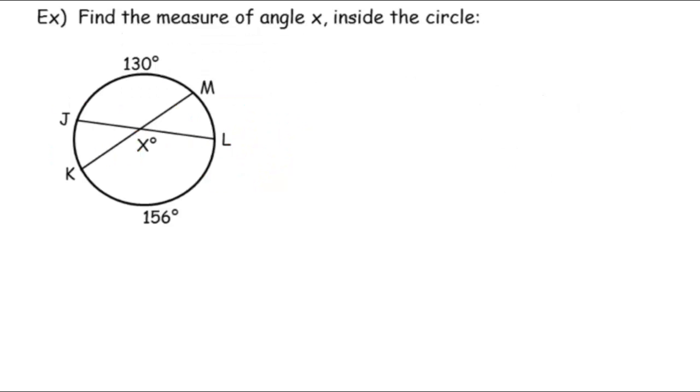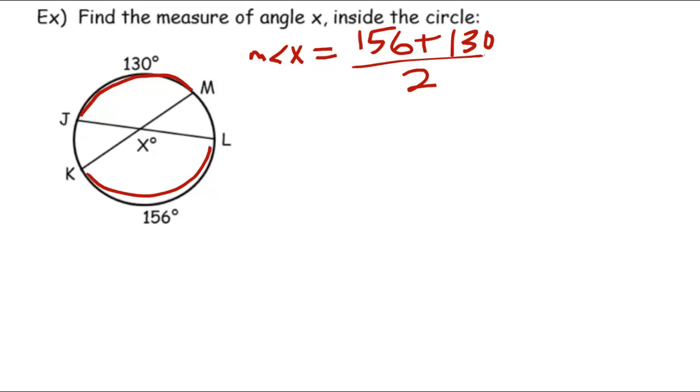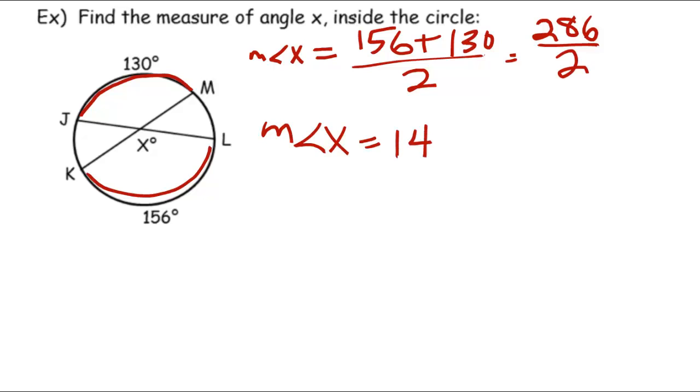Okay, so let's find the measure of this angle X. To get the measure of angle X, remember that we add the two arcs, the arc that it intercepts, which is this one, that's 156, plus the arc that its vertical angle intercepts, 130, and I'm going to divide by 2. So 156 plus 130 is 286, and then we have to divide that by 2. So the measure of angle X equals 286 divided by 2. So that's going to be 143, and that's going to be the measure of angle X.